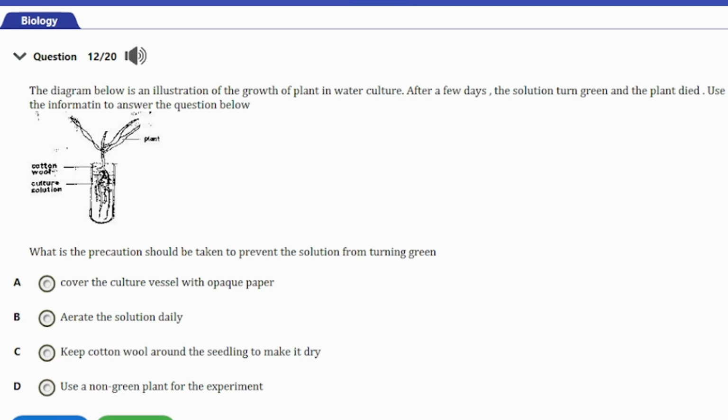So options: A, cover the culture vessel with opaque paper, B, aerate the solution daily, C, keep cotton wool around the seedling to make it dry, D, use non-green plants for the experiment. So actually, the answer to this question is option A, that's cover the culture vessel with opaque paper. And guys, covering the culture vessel with opaque paper will prevent the entry of sunlight, thereby preventing the growth of algae in these experiments. So that's it for that question.